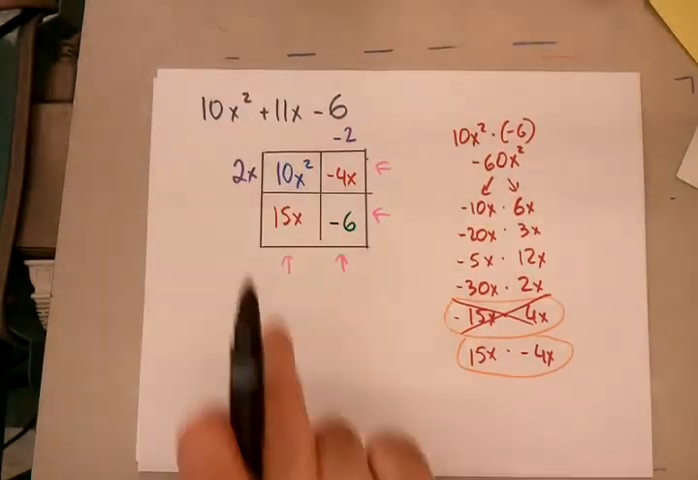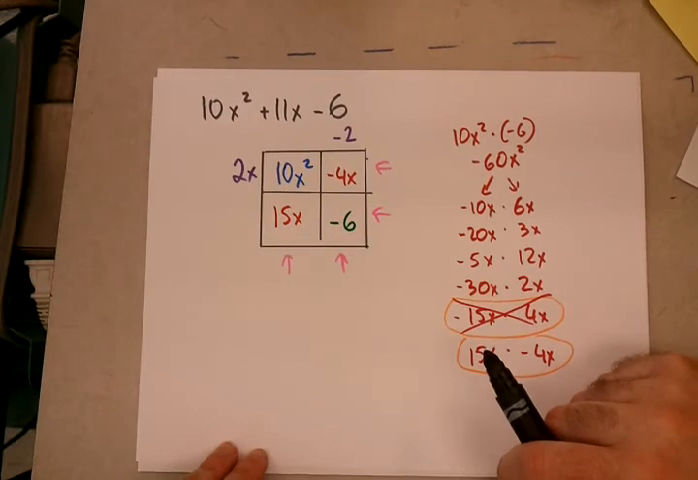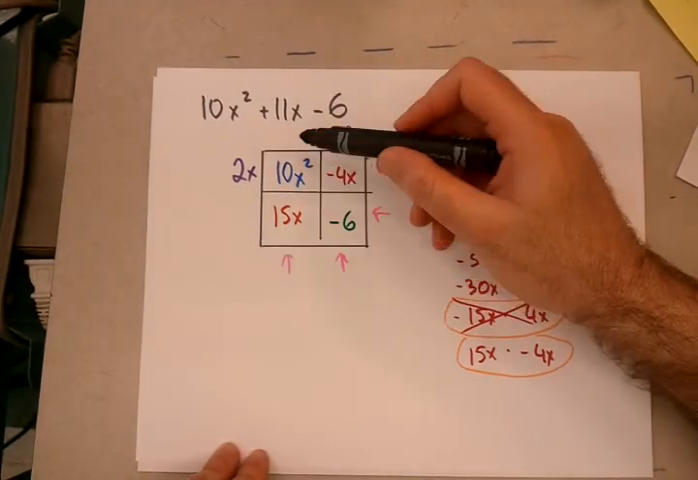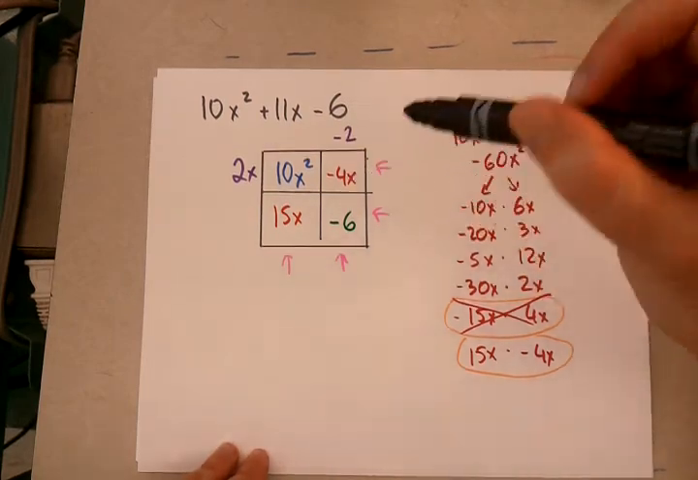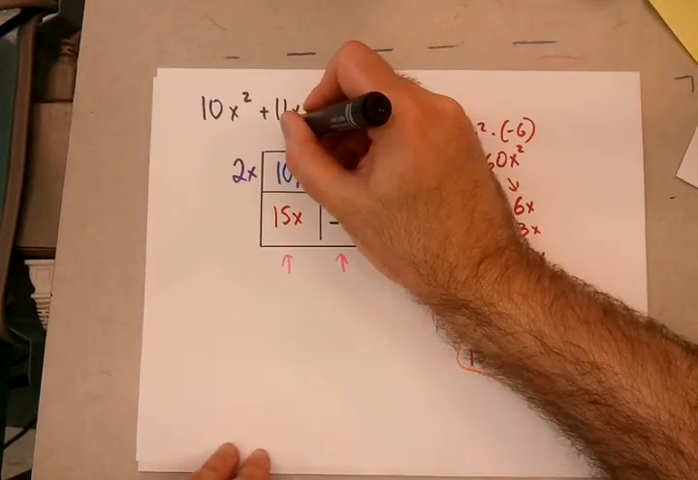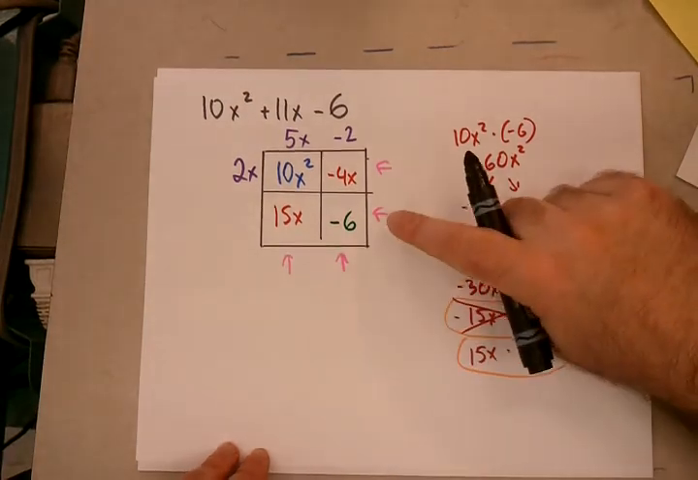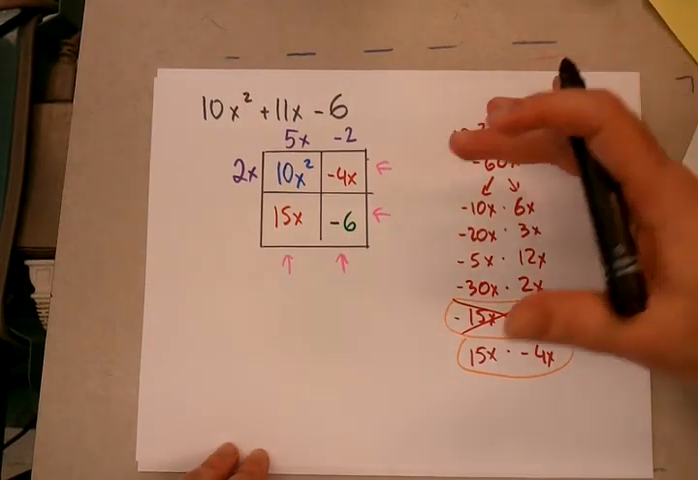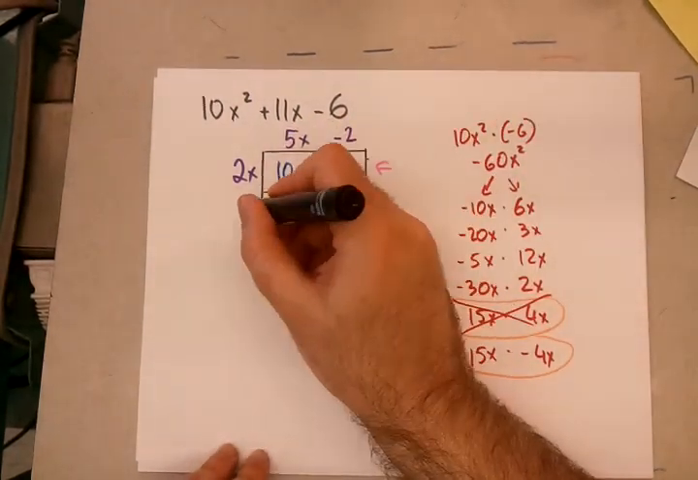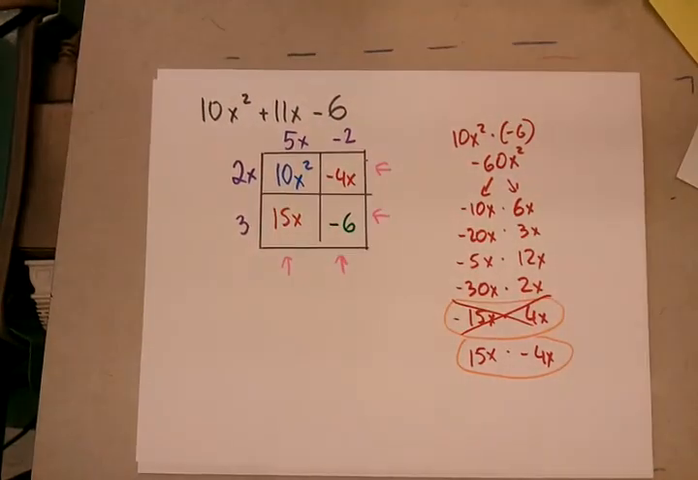Now let's go this way. 15x and 10x squared. So I'm now factoring this way. So what do they have in common? I'd say 5x. And then what does a negative 6 and a 15x have in common? A 3? Yeah, that's about it. Alright, and you're essentially done.